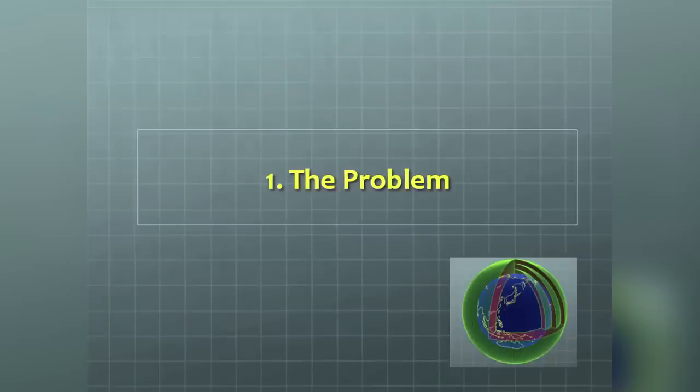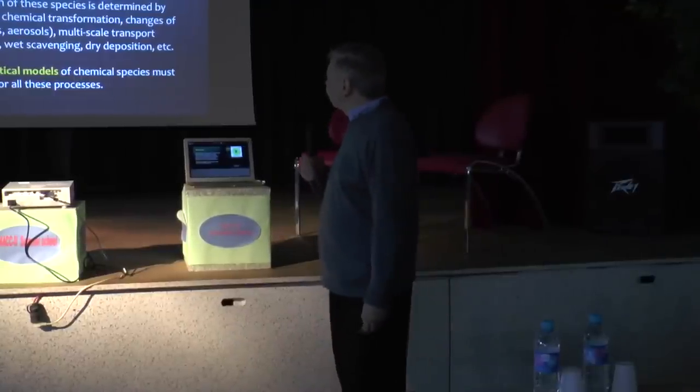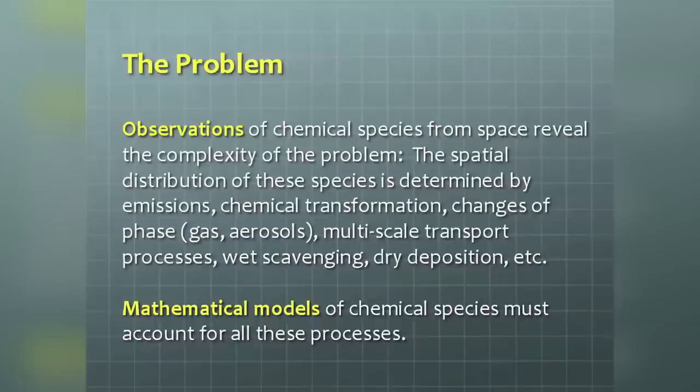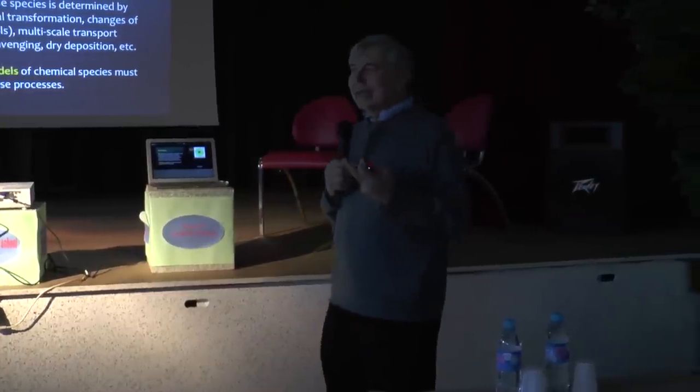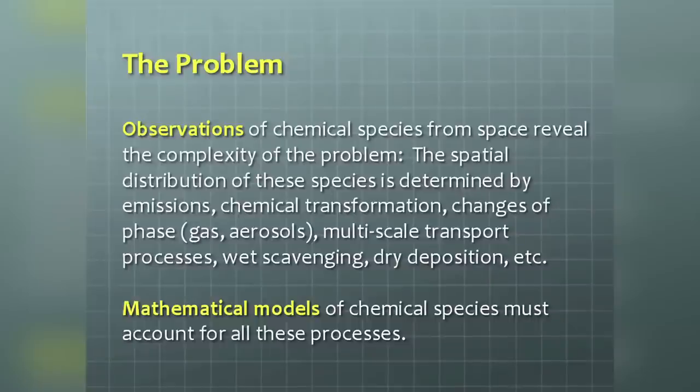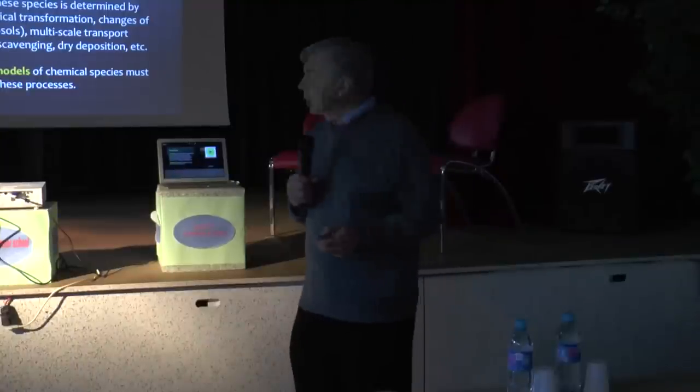Okay, let's start with the problem. What do we want to do when we develop models? Of course, we know that there are observations of chemical species, for example, from space, that some of you are looking at. They really reveal the complexity of the problem. The spatial distribution of the chemicals is determined by emissions, chemical transformation, and transport, but transport at different scales, and changes of phases, some getting into gas and then from gas to liquid or particles. I mentioned multi-scale transport processes, wet scavenging if you have clouds and rain like here today, or dry deposition. And so mathematical models of the chemical composition need to capture all these processes at once and try to simulate how they affect the chemical composition and the concentration of species.